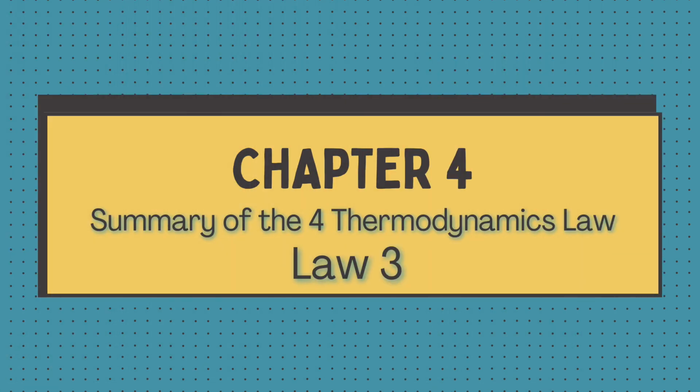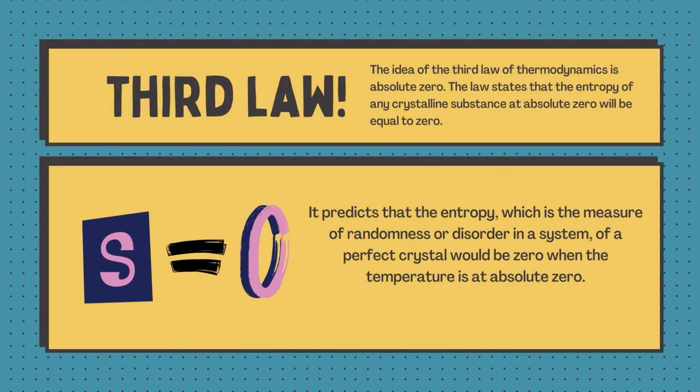Lastly, let's move on to the third law of thermodynamics. The idea of the third law of thermodynamics is absolute zero, where the law states that the entropy of any crystalline substance at absolute zero will be equal to zero. Therefore, the law can be stated as S equals zero. It predicts that the entropy, which is the measure of randomness or disorder in a system, of a pure crystal would be zero when the temperature is at absolute zero.